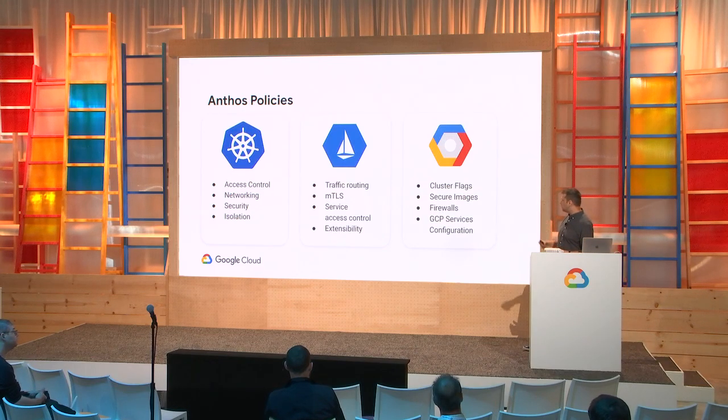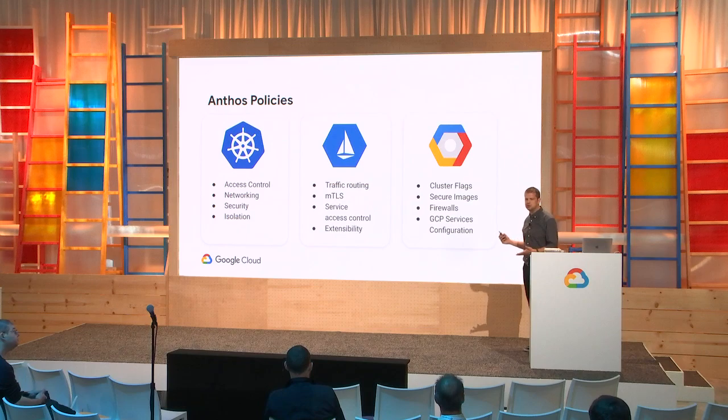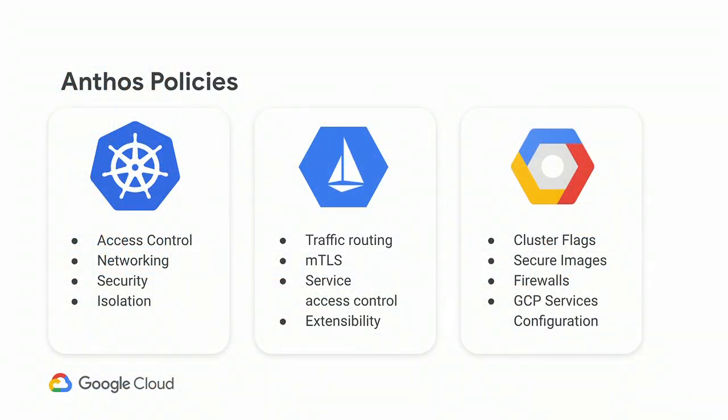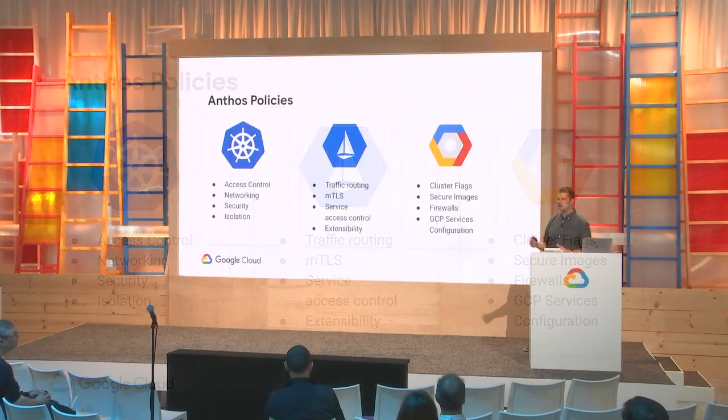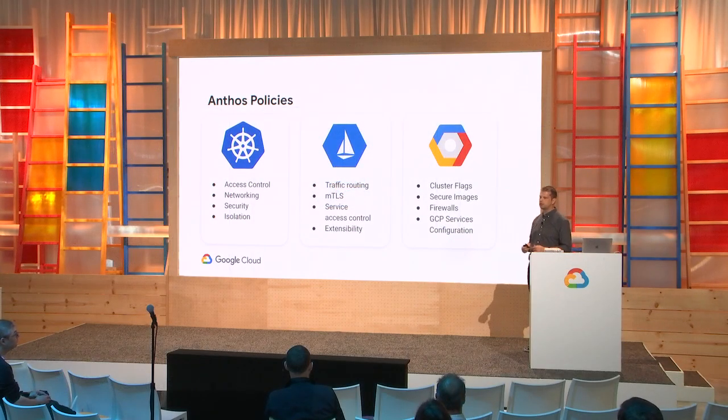And then when we talk about the infrastructure, we're really talking about the underlying stuff. So on GCP, that's stuff like GCP services. You may have your clusters backed by storage that's sitting on a GCS bucket. Or you may have your services backed by a SQL database like Cloud SQL. Things like firewalls, secure images, and even the cluster flags that are on your cluster.